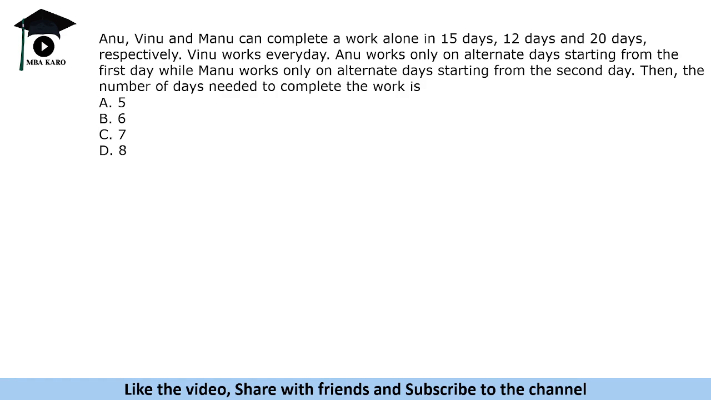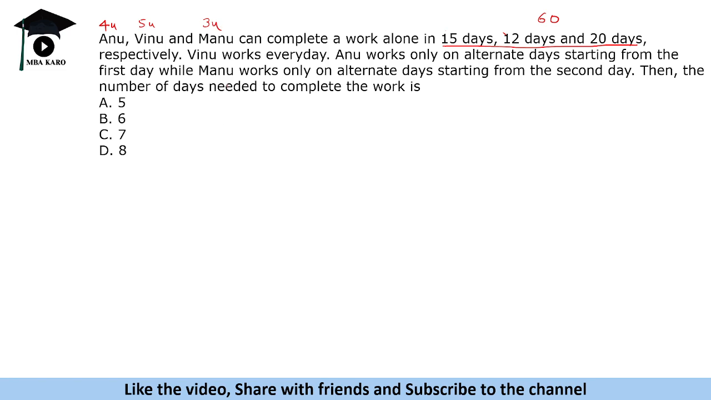Then the number of days needed to complete the work is, right? So A, V, M complete the work in 15 days, 12 days and 20 days, right? If we take the LCM of this, the LCM turns out to be 60. So Anu will do 4 units, Vinu will do 5 units and Manu will do 3 units, right?